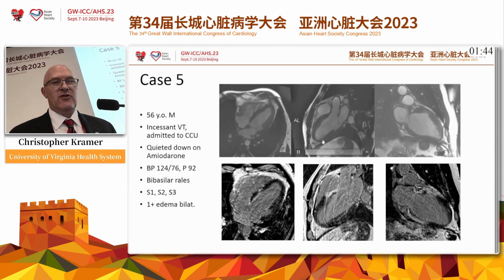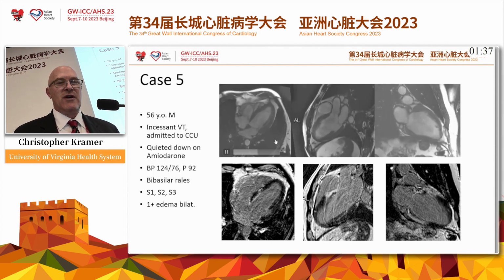The fifth case I'll show you is a patient with severe LV dysfunction with an unusual pattern of wall motion abnormalities that don't fit a coronary distribution. This was a 56-year-old gentleman who presented to our CCU with incessant ventricular tachycardia that quieted down on amiodarone.